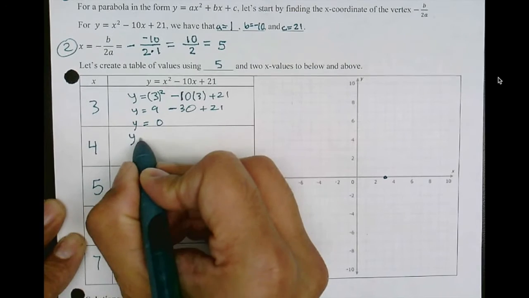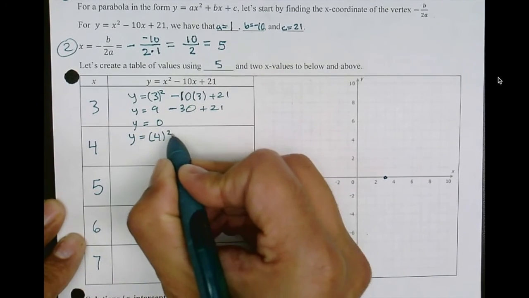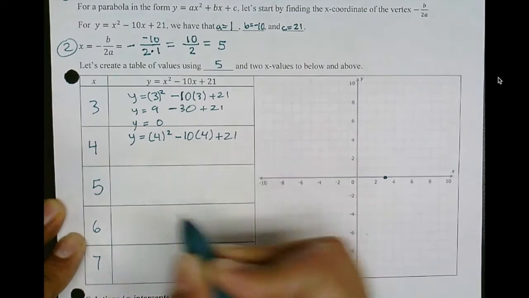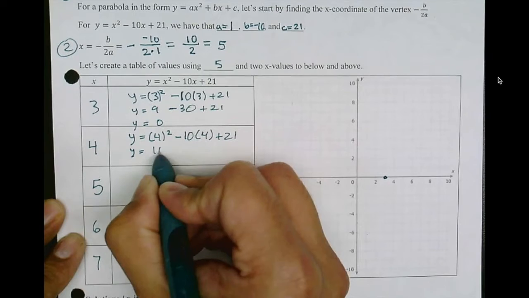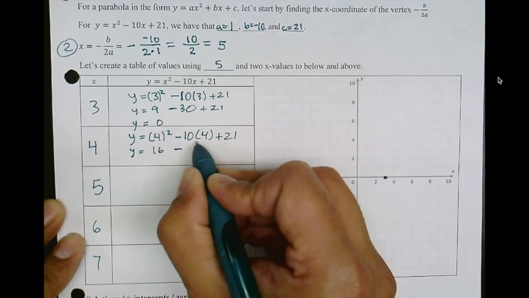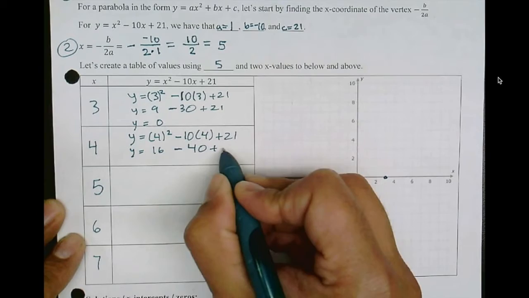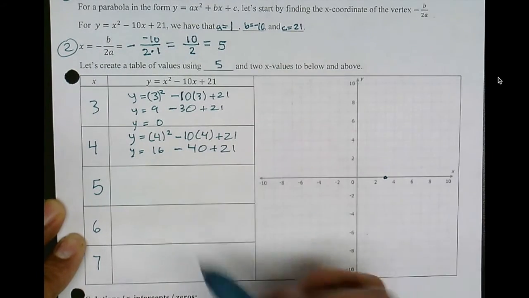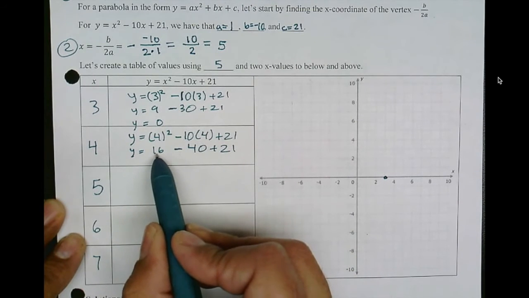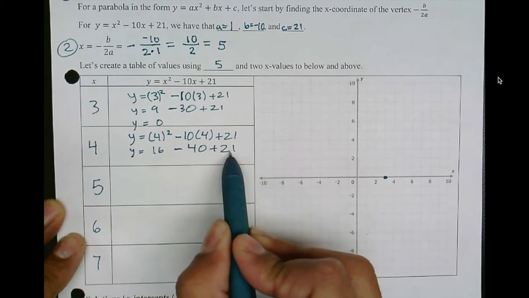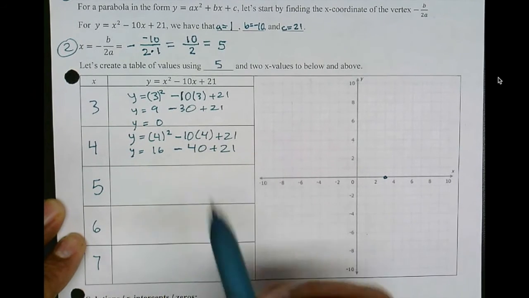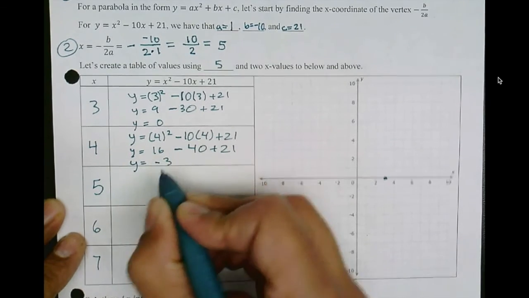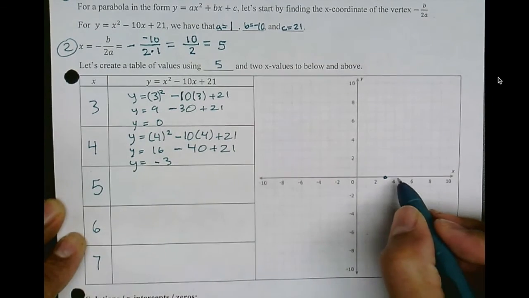Let's continue. Y is equal to 4 to the power of 2 minus 10 times 4 plus 21. Y is equal to 16 minus, this becomes 40, plus 21. A little trick or shortcut, if you want to think of it that way, that I like to use is I like to add my positives first. So 16 plus 21, that's 37. And now I'll subtract the 40. 37 minus 40, that is negative 3. So let's plot the point 4, negative 3.